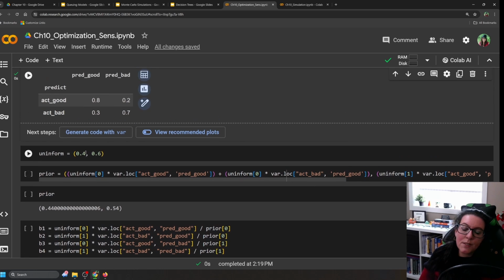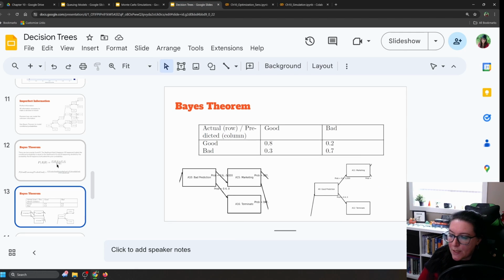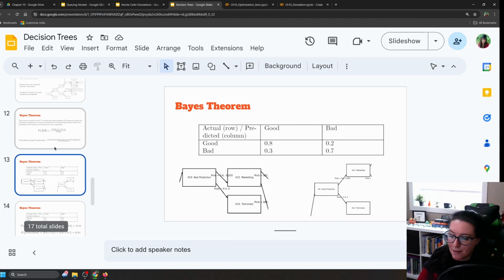Now, we're going to start with our uninformed. So the scenario here is that if we didn't hire the expert, we were assuming a 40% chance of a good economy and a 60% chance of a bad economy. So that's our uninformed information.